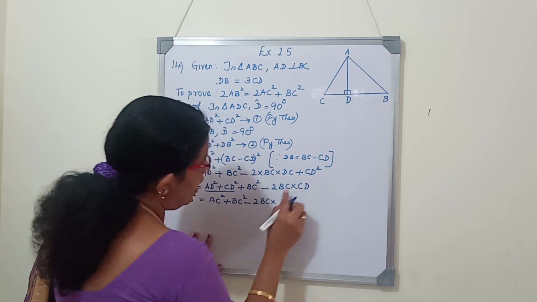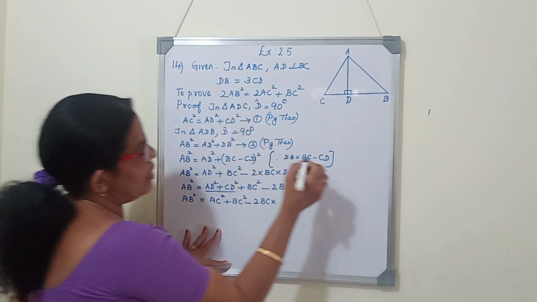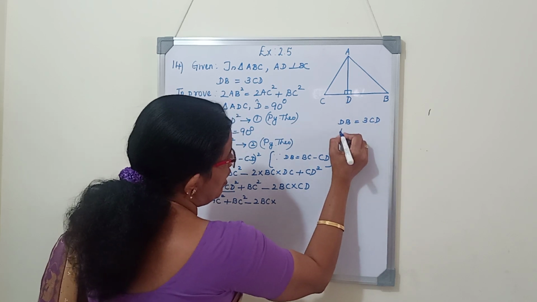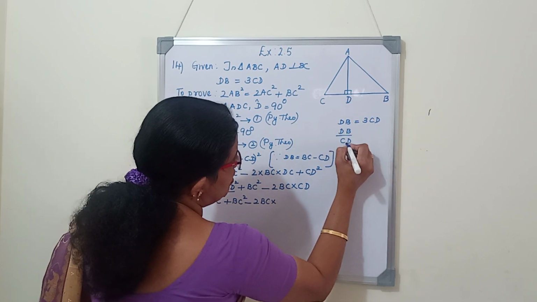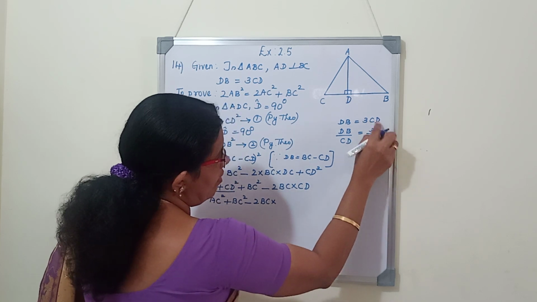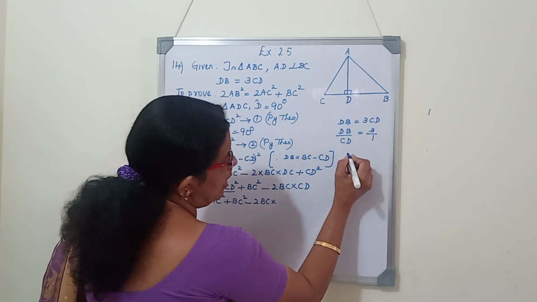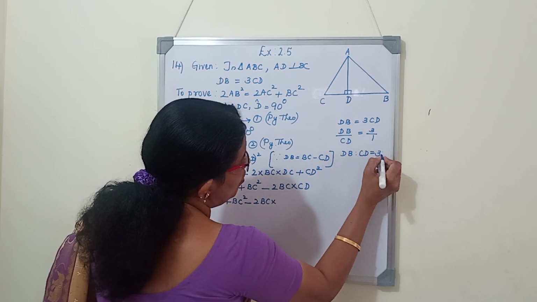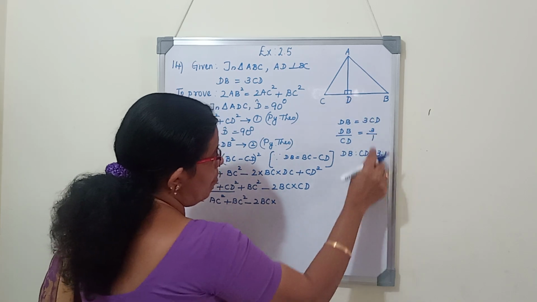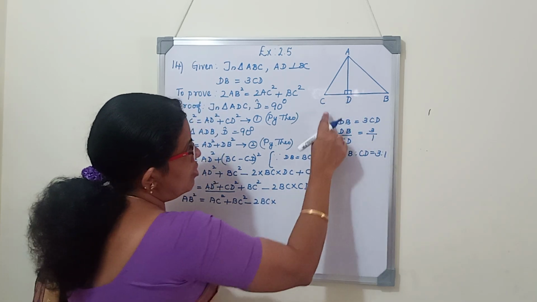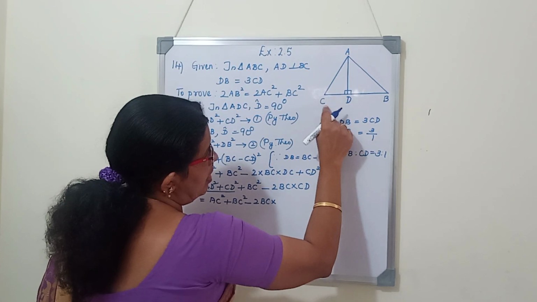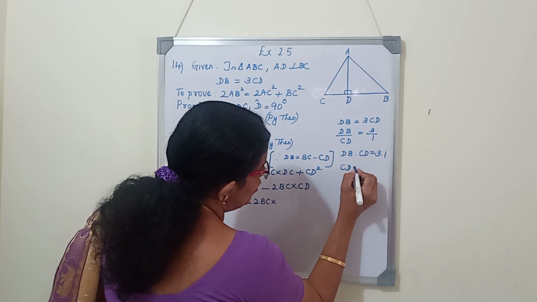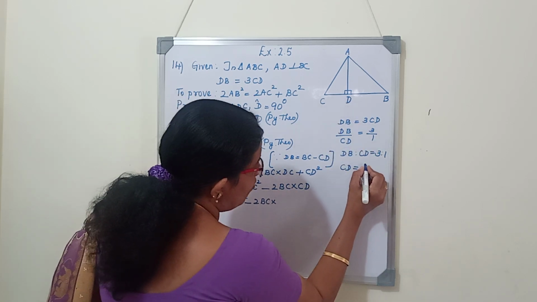I will change CD in terms of BC. It is already given that DB is equal to 3CD. So we can write DB by CD is equal to 3 by 1. We are dividing by CD. DB by CD is 3 by 1. We can write DB is to CD is 3 is to 1. So DB is 3 parts and CD is 1 part. So totally how many parts? 3 parts plus 1 part. It is totally 4 parts. So we can write CD in terms of BC as CD is only 1 part.